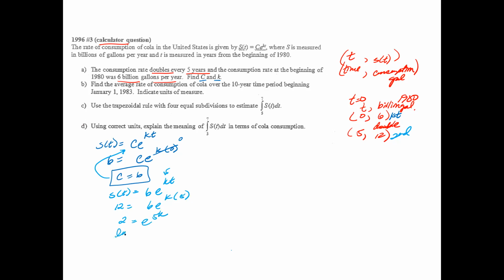Take ln of both sides, so ln 2 equals ln e to the 5k, and the ln and e cancel, so 5k. K equals ln 2 over 5. You want to put this into your calculator and you should get a decimal of some sort. Whatever that might be, I'm just going to use ln 2 over 5 because I don't have a calculator. So then your equation is going to be S of t equals 6e to the k, where k is ln 2 over 5, times t.